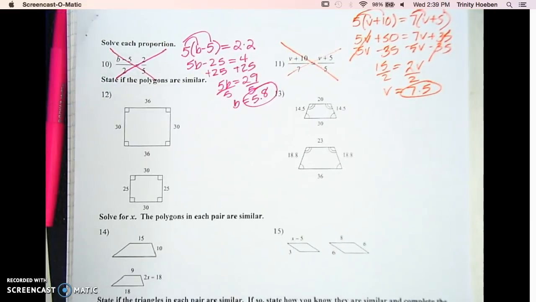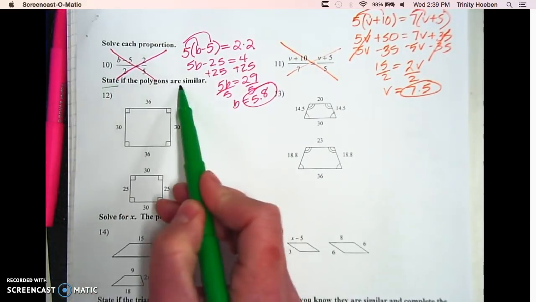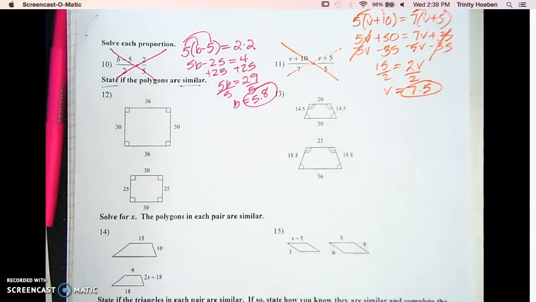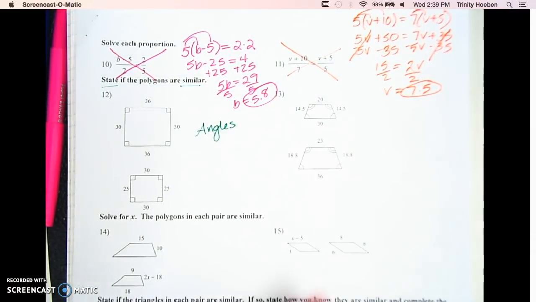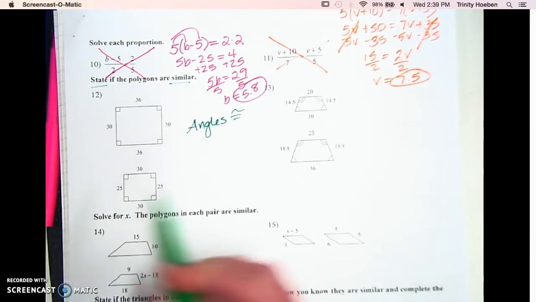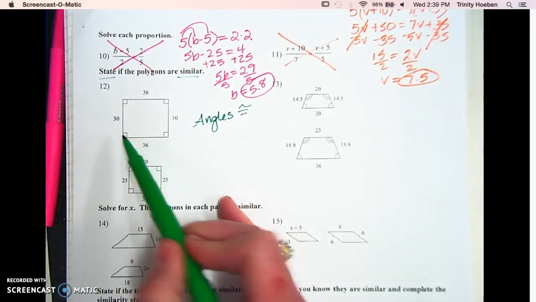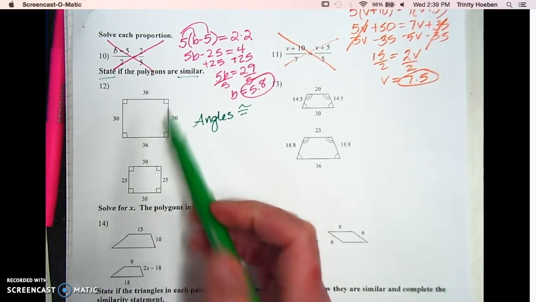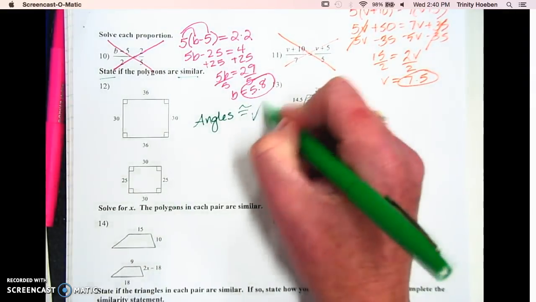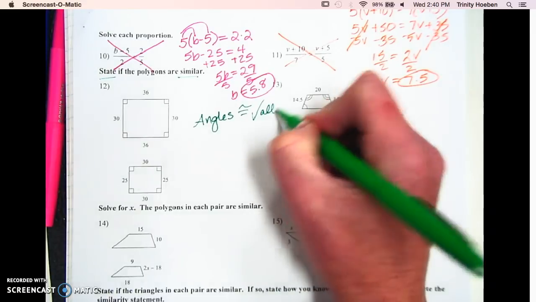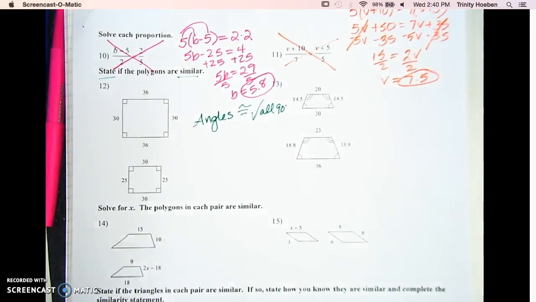Number 12, we want to see or state if these two polygons are similar. So in order for two polygons to be similar, they need to have all their angles congruent. So in the first figure, we have 1, 2, 3, 4 little boxes, which means 90 degrees. And on the second figure, we have the same thing. So are they all congruent? Yes, they are. They're all 90 degrees. So they're definitely all congruent.